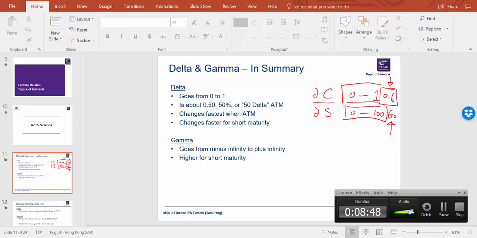And it changes fastest when it's at the money, and it changes faster for short maturity. Are you okay with the last two bullet points? I'll show you what I mean by that. All right.